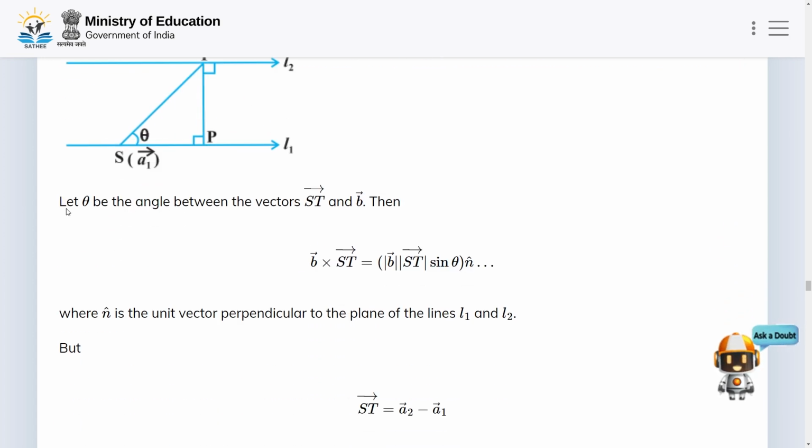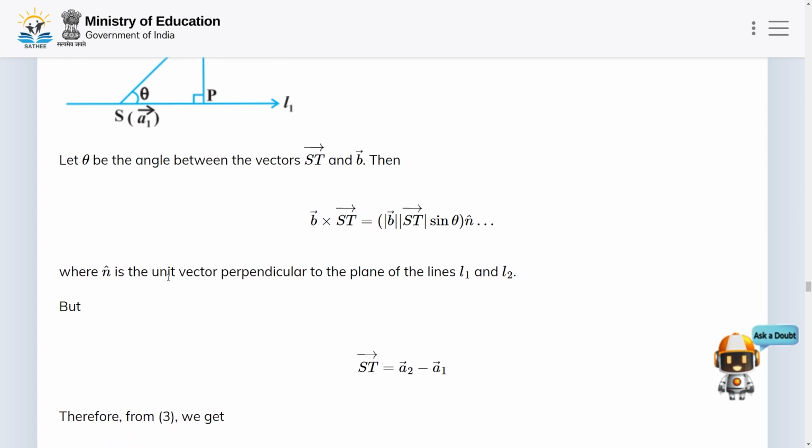Now take theta to be the angle between vectors ST and b. Then you will have the cross product of b and ST: modulus of b multiplied by modulus of ST is equal to sine theta n cap, where n cap is the unit vector perpendicular to L1 and L2.